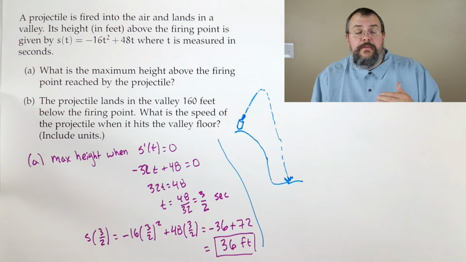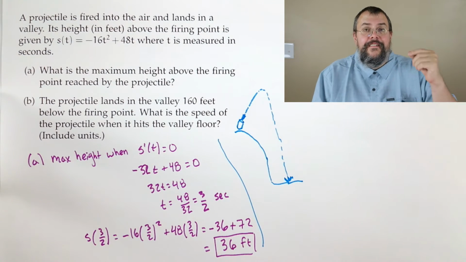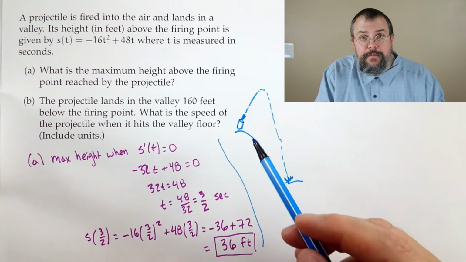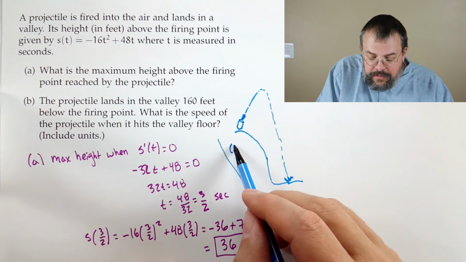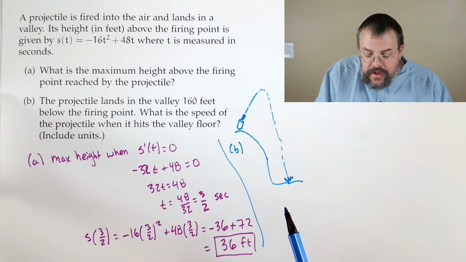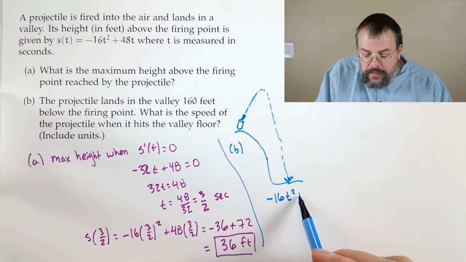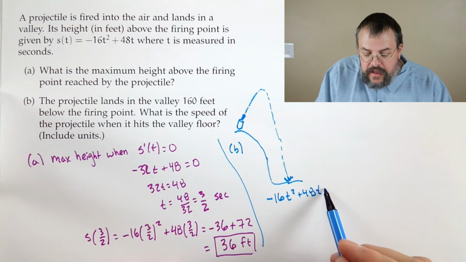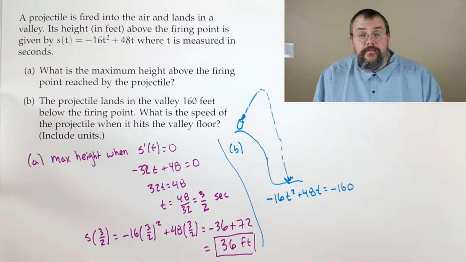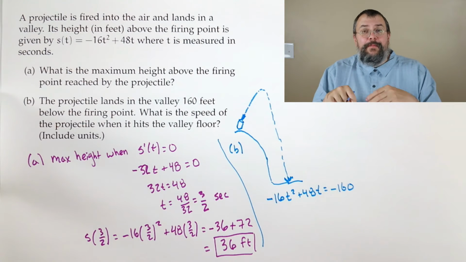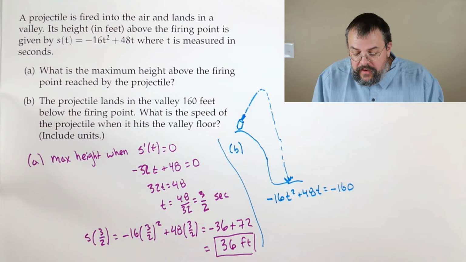Well, the answer is 160 feet below means negative 160. Negative because I'm down, I'm underneath. So when we're answering here for part B, we start by setting negative 16t squared plus 48t equal to negative 160. So we're trying to figure out at what time are we down so low.